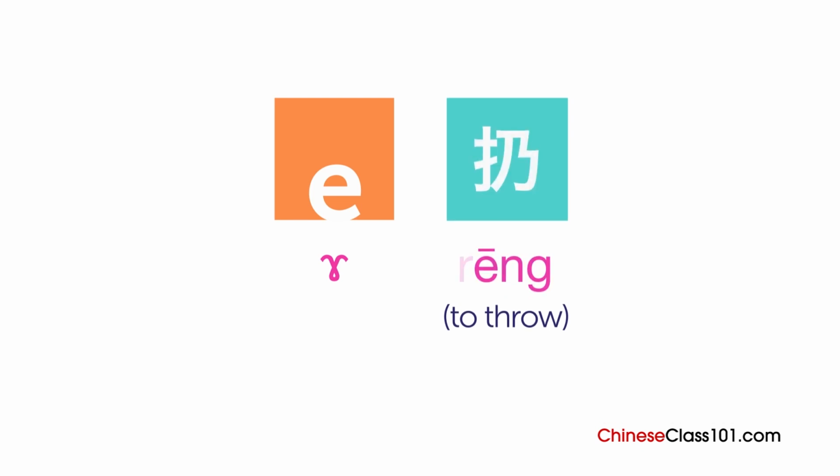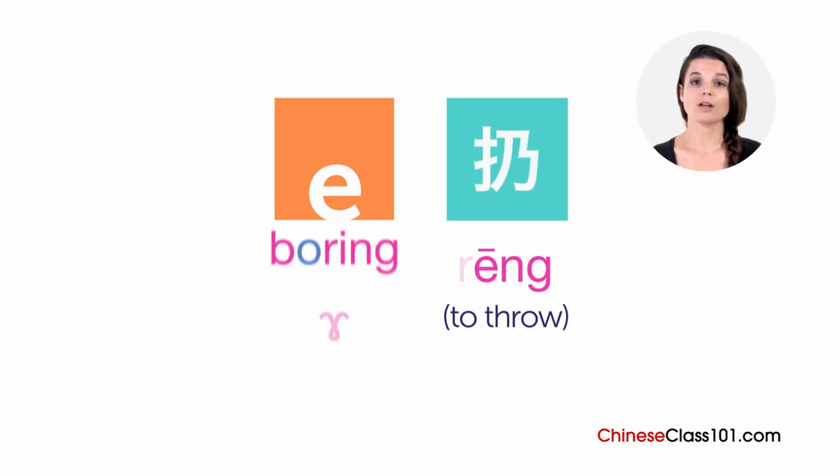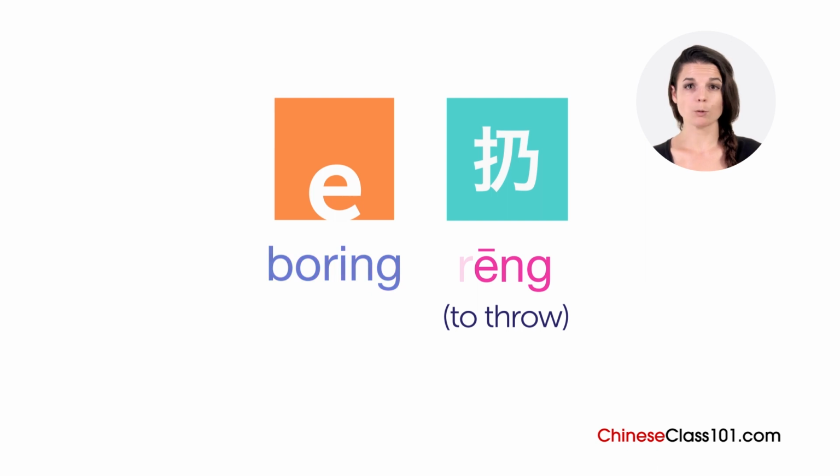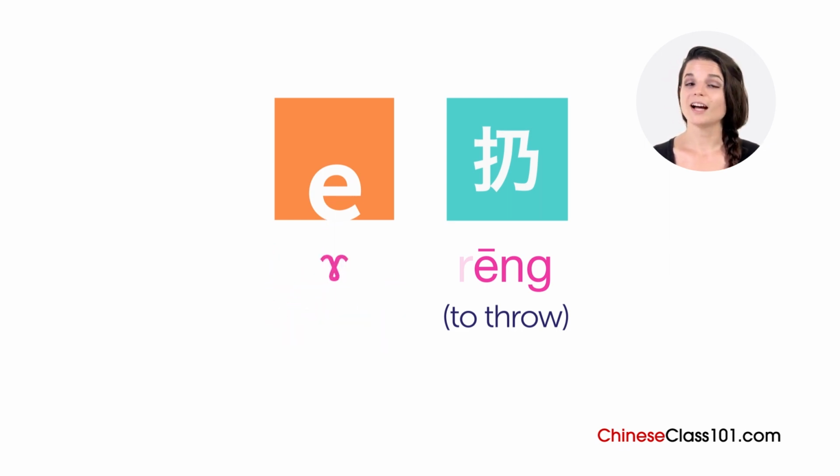When paired with the following, the E changes. 扔. It's similar to the O sound in the word boring, but with unrounded lips. You'll find that when you start unrounding your lips, it'll start to change to more of a U sound. Try it. Now listen to how Yinru pronounces it.